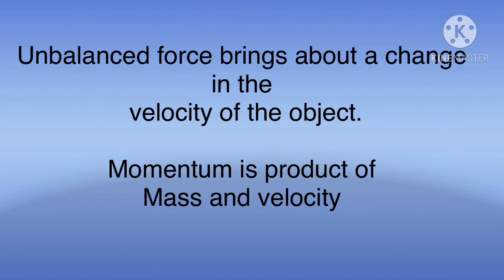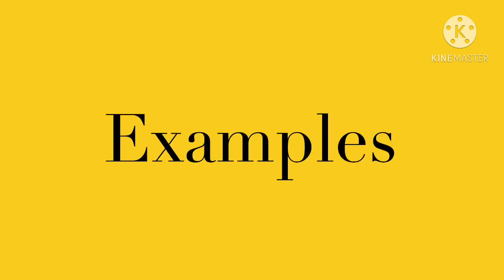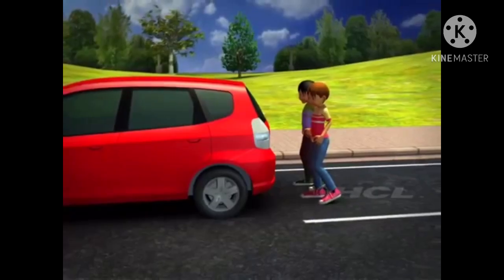We know that an unbalanced force brings about a change in the velocity of the object. Momentum is the product of mass and velocity. Therefore, an unbalanced force also produces a change of momentum. Let us watch these examples.